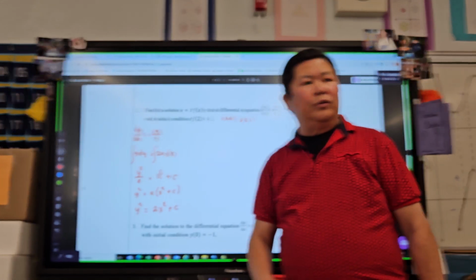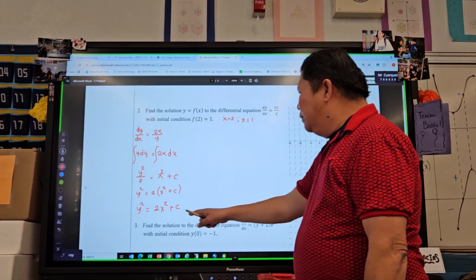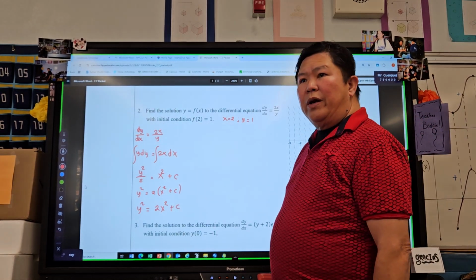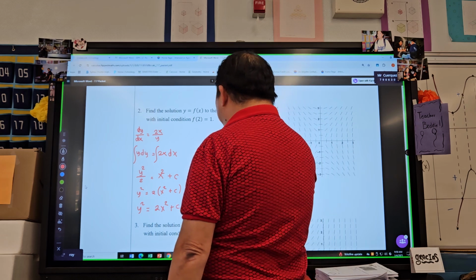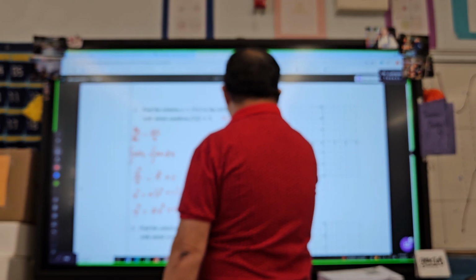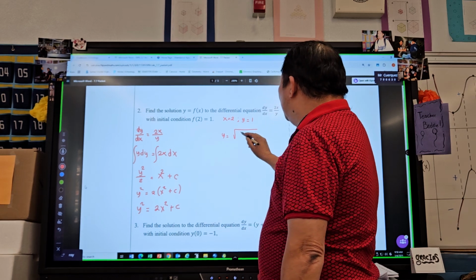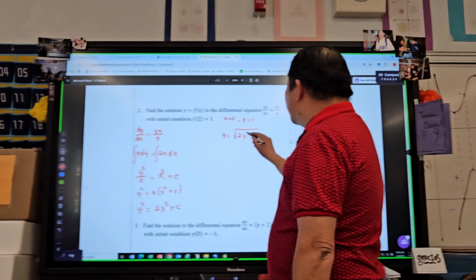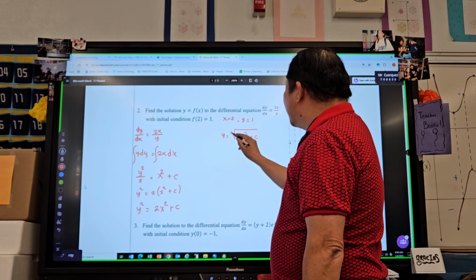Remember, you don't have to write 2c, because c is the constant, any number, no matter what. So, what to do now? Take the square root, right? Take the square root. So y is equal to the square root of 2x squared plus c. But this is plus and minus.